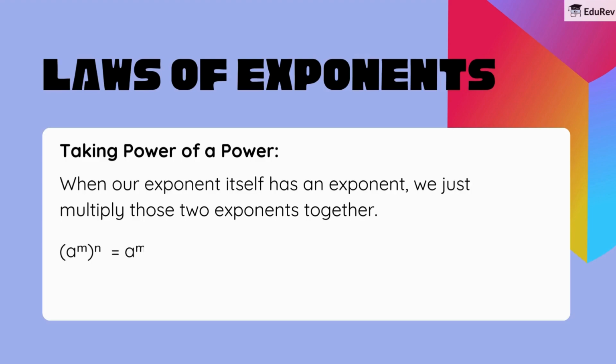So, a to the power of m to the power of n becomes a to the power of m times n. For example, 3 to the power of 5 to the power of 9 is equal to 3 to the power of 5 times 9, which is 3 to the power of 45.